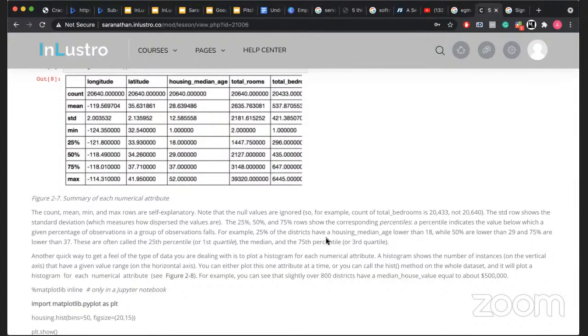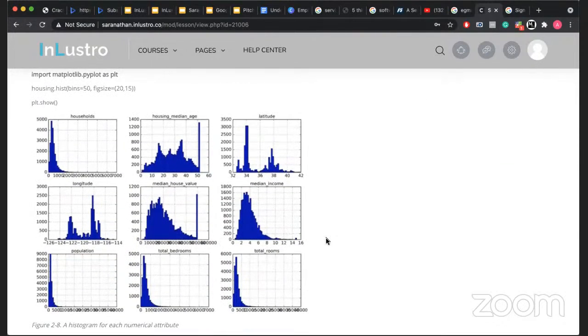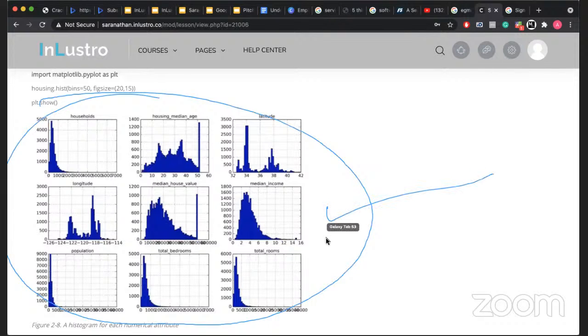Another quick way to get a feeling of the type of data you're dealing with is to plot a histogram for each numerical attribute. It shows the number of instances on the vertical axis that have a given range of values. You can plot one attribute at a time, or you can just call the hist method on the entire dataset and plot a histogram for each numerical attribute. That's exactly what we're doing here. You see the histograms for the different data distributions, the different columns.